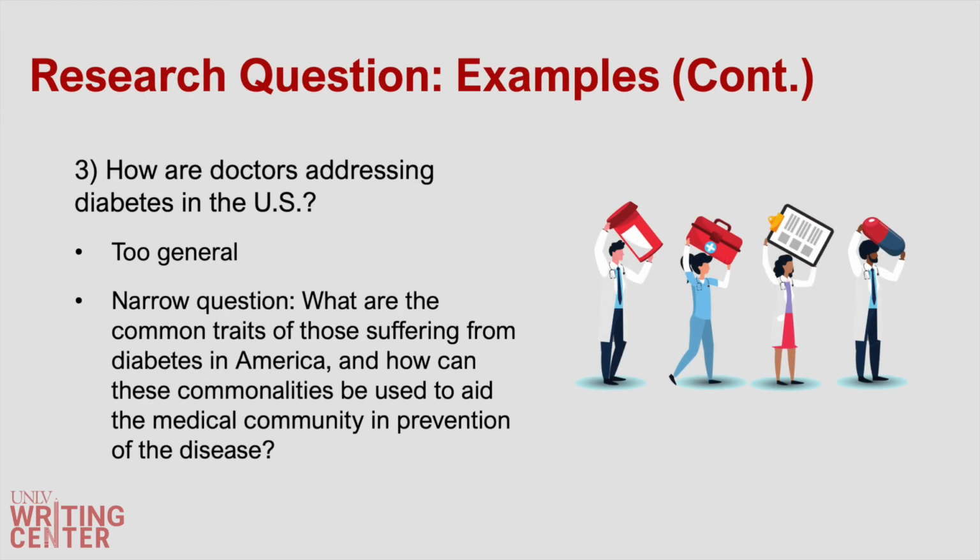Our final question was, how are doctors addressing diabetes in the US? This is too general. Your paper would end up just describing the variety of doctor treatments for diabetic patients. In other words, a list of facts that cannot be debated. You want to be able to analyze your findings and present an argument. So a better question might look at the common traits of those suffering from diabetes in America and how those commonalities might be used to aid the medical community in prevention of disease.